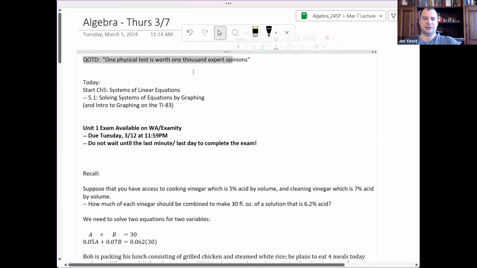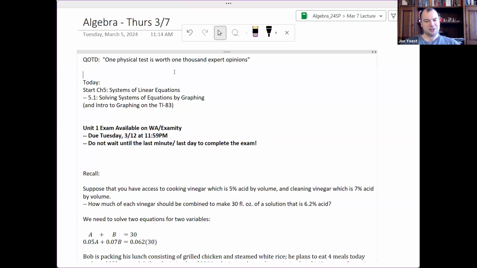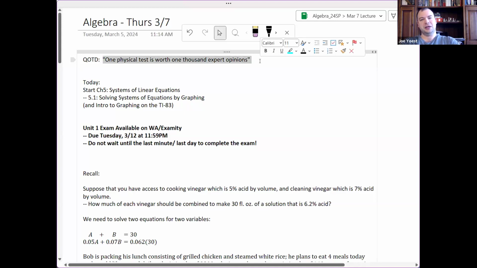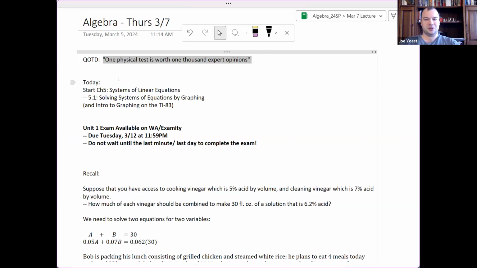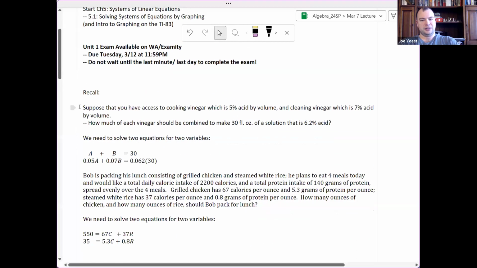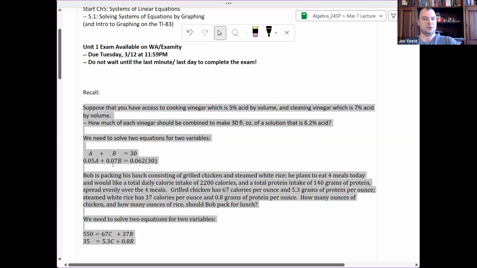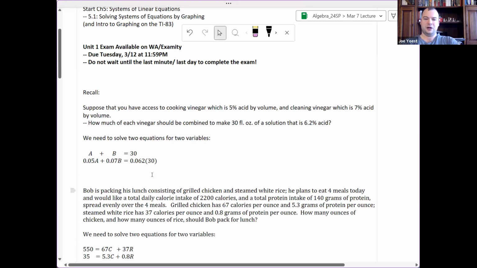And the quote of the day today is by a historical figure who was, I guess, a bit of a controversial figure, so I'm not going to give the attribution for the quote. But a scientist historically who said one physical test is worth 1,000 expert opinions. And this applies, I guess, more to my stats class, but it does also apply to some of what we're doing in this class, where we're, say, building models to help understand the real world.